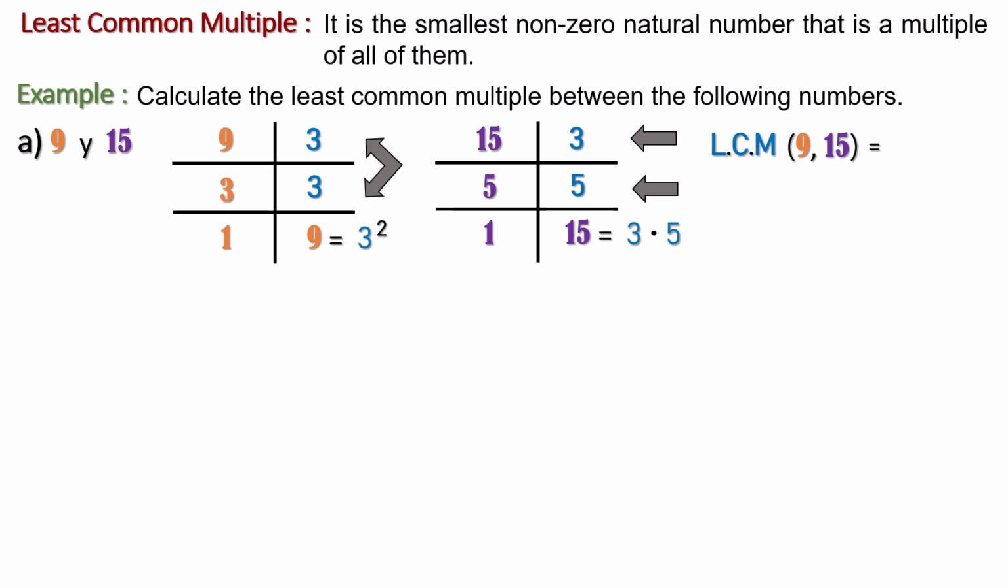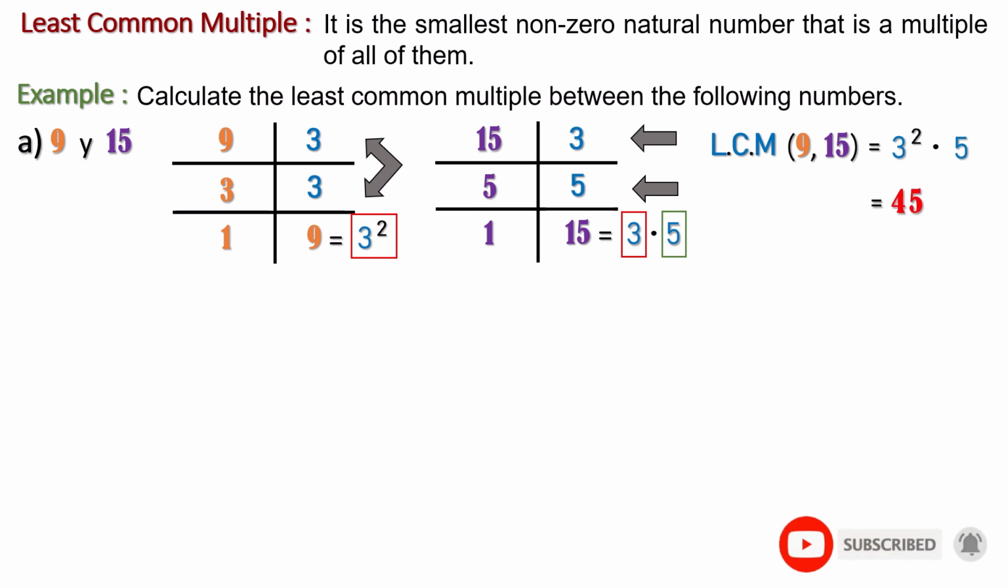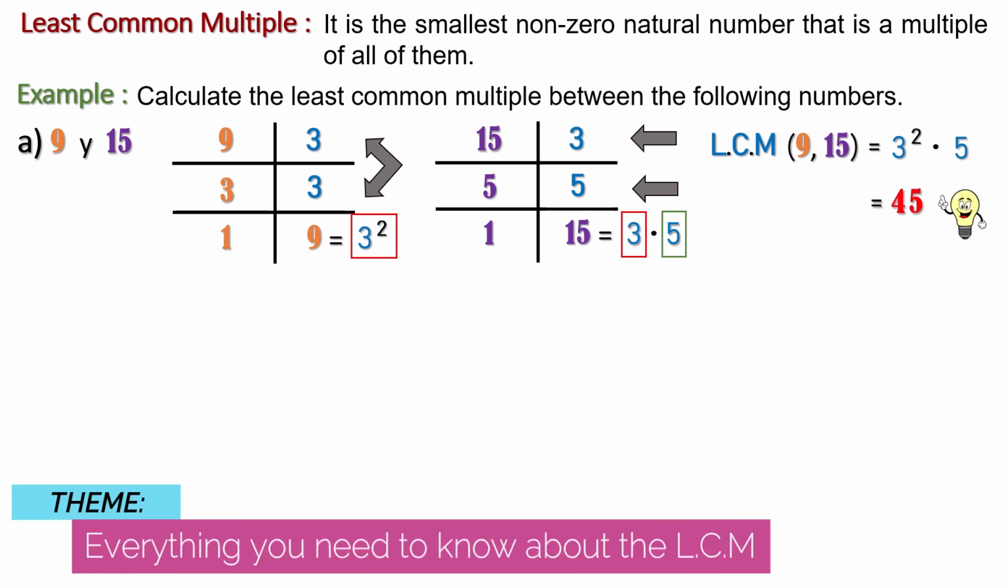Now, the least common multiple is the result obtained by multiplying all the common and not common factors raised to the greatest power. So we have as a common factor the power of base 3, where the greatest exponent is 3 squared, and the not common factor is 5. Then, solving the multiplication, we obtain 45, which would be the least common multiple between 9 and 15.